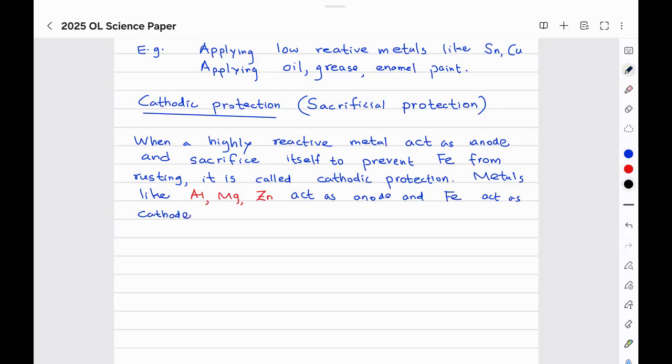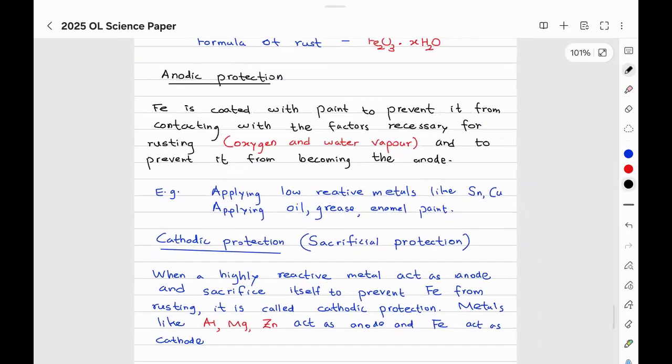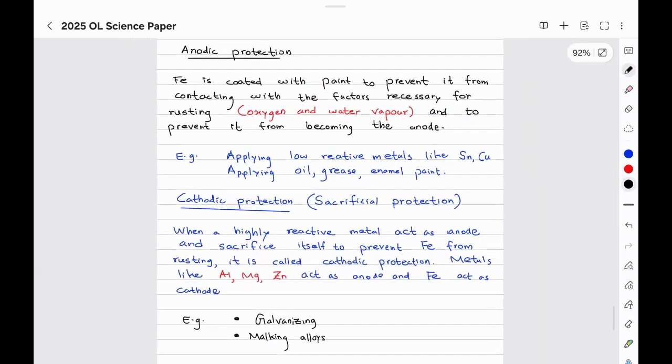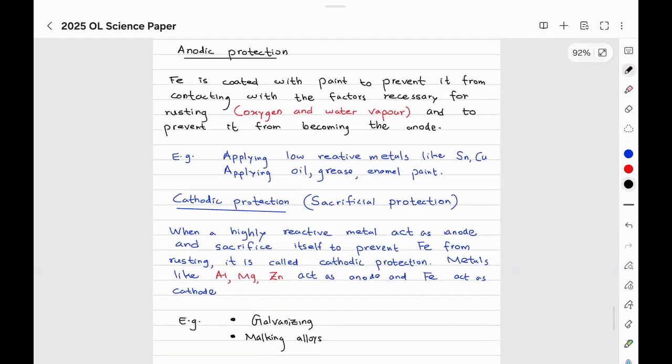We can give examples. Galvanizing. In galvanizing, students, what we are doing is we are using magnesium. A magnesium coat is there before the iron, then making alloys. So these are the examples. Okay. So cathodic protection is better than the anodic protection, right?